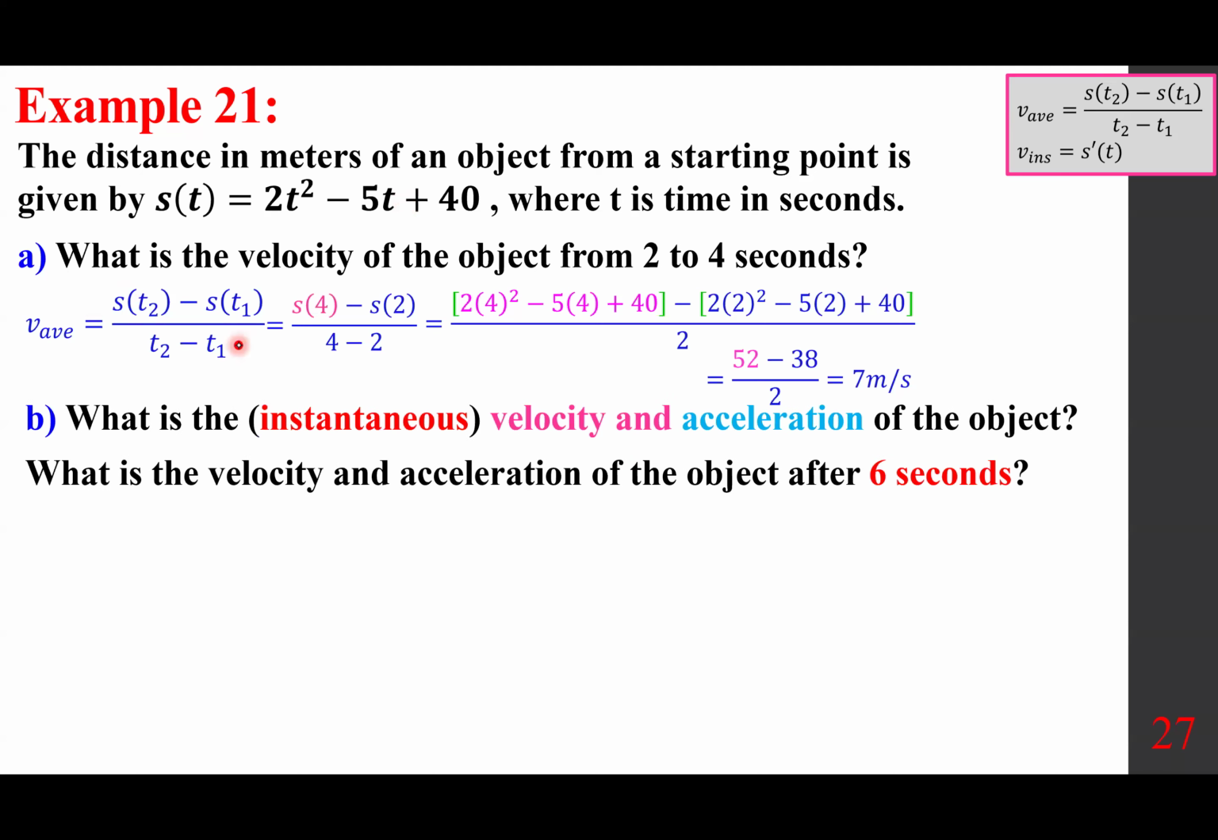What is the instantaneous velocity and acceleration of the object? What is the velocity and acceleration after 6 seconds? Instantaneous means differentiation, or just 1 point in time. So as you know, v is s prime of t, the instantaneous. Differentiate this and you get 4t minus 5. After 6 seconds, 4 times 6, 24 minus 5, is 19 meters per second.